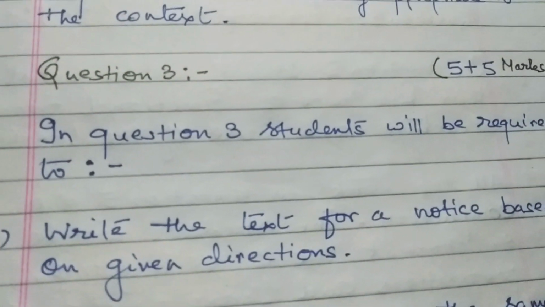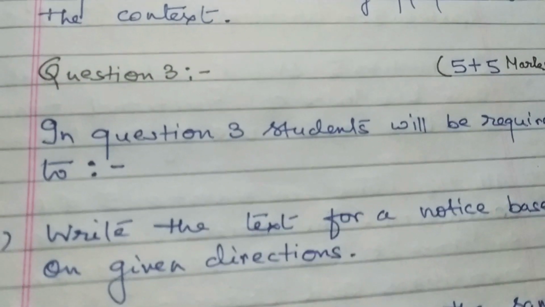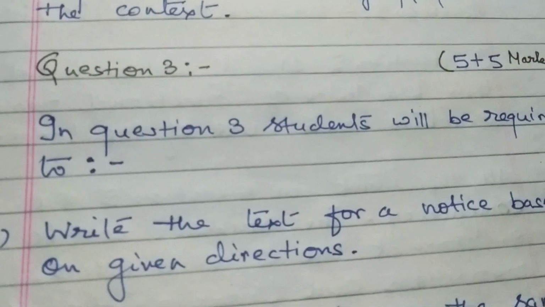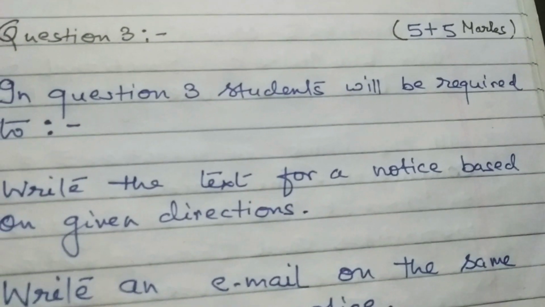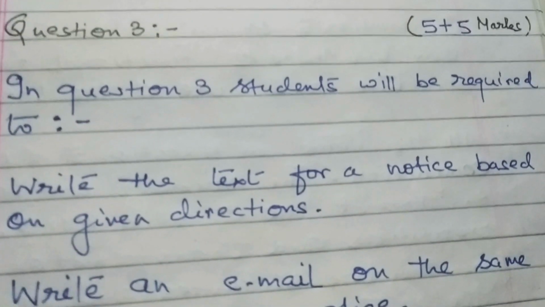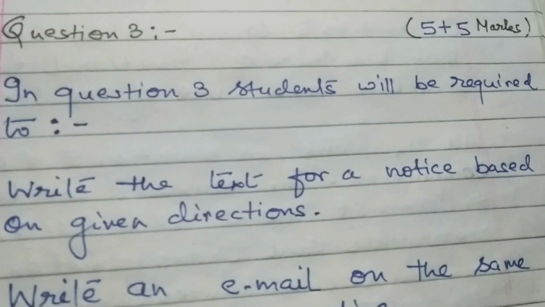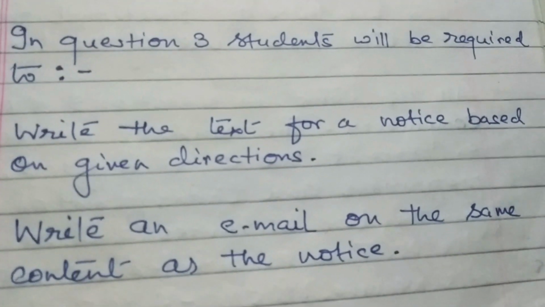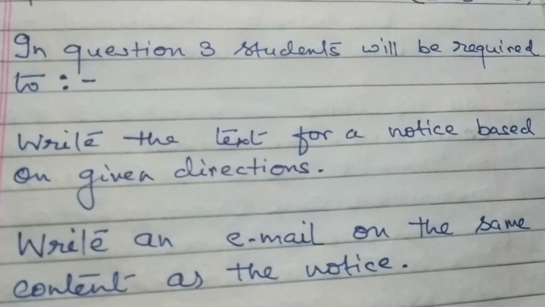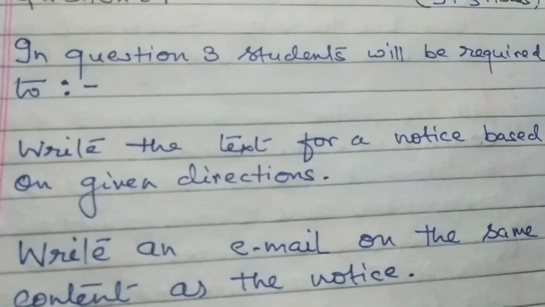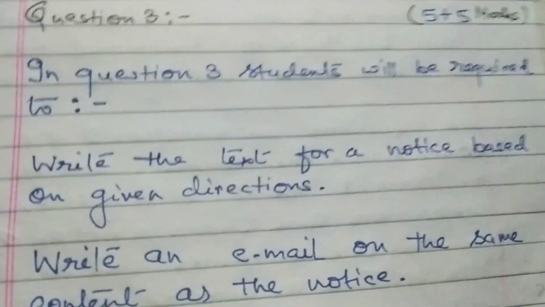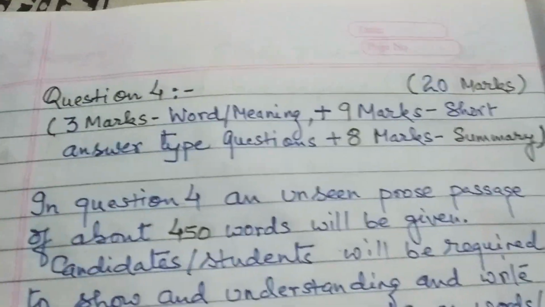Question 3 comprises 2 parts and it carries 10 marks, 5 marks each. Question 3 has 2 parts, question 3A and question 3B. For question 3A, which is of 5 marks, you will have to write a notice based on the given direction. And for question 3B, you will have to write an email on the same content as the notice. So what does it mean? It means that these 2 sections, question 3A and question 3B, are linked with each other. I hope till question 3 you all are now clear.